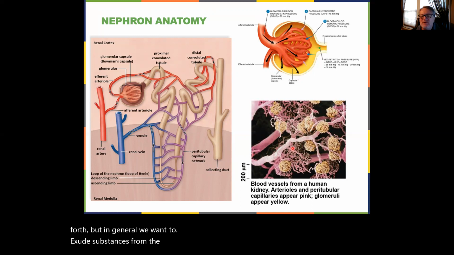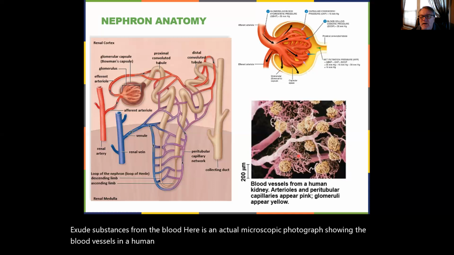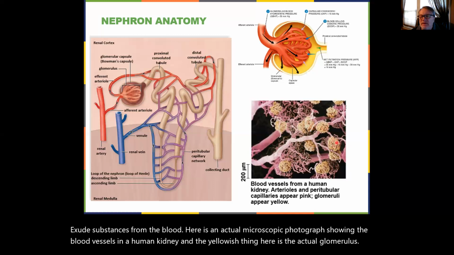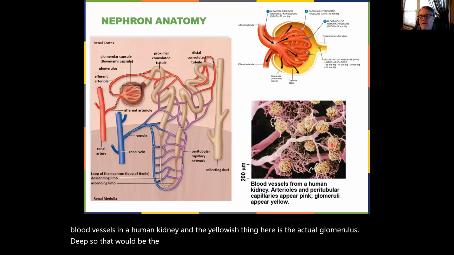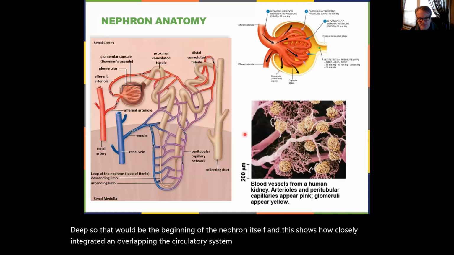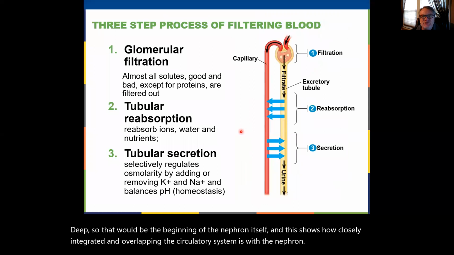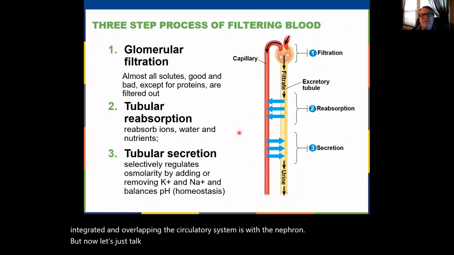Here's an actual microscopic photograph showing the blood vessels in a human kidney. And the yellowish thing here is the actual glomerulus. So that would be the beginning of the nephron itself. And this shows how closely integrated and overlapping the circulatory system is with the nephron. But now let's talk about, can we simplify this and talk about what's happening at the nephron?